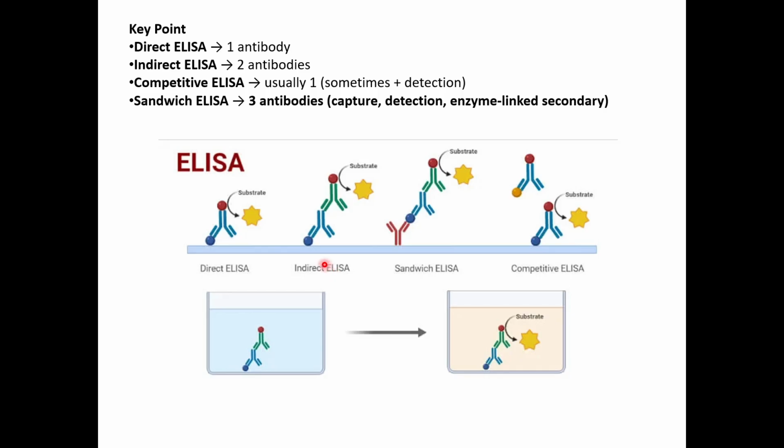Then you have indirect. You have your antigen on the plate. Then you have primary antibody specific to the antigen. Then you have secondary antibody which attaches to your primary. And your secondary is attached to an enzyme. And then when you add a substrate, it will react and give color. So it is indirect because secondary is being used. However, it helps in amplifying the signal.